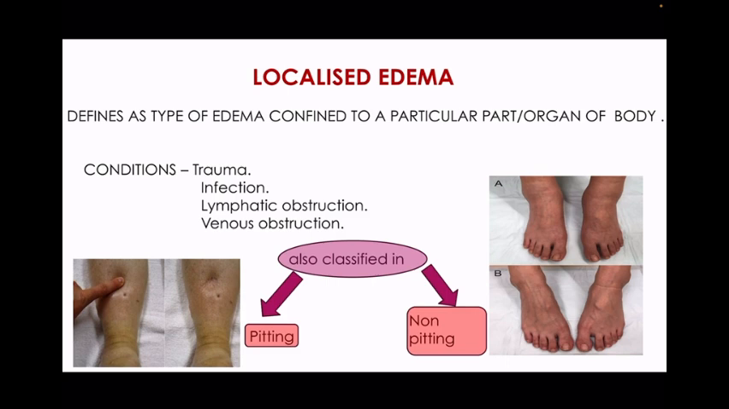In pitting edema, we apply some pressure against a bony prominence, and we can see in the following slide, in this picture, that there is a pit, a hole-like depression against the bone. On the right side of this slide, we can see A and B images which represent non-pitting edema.